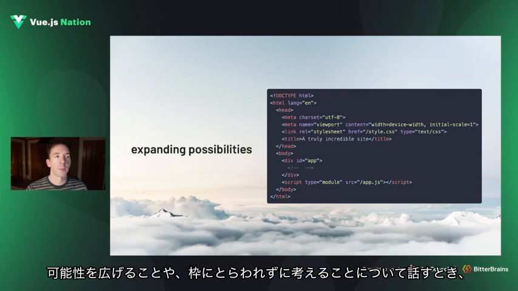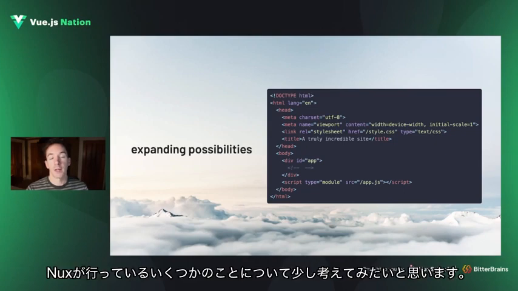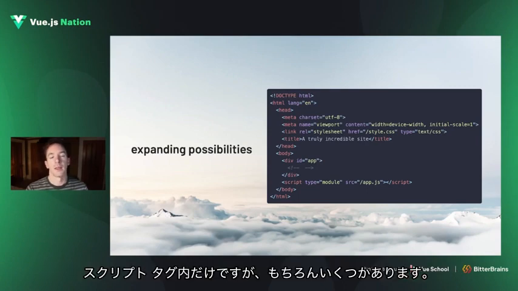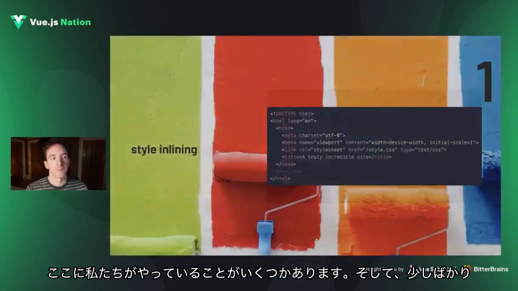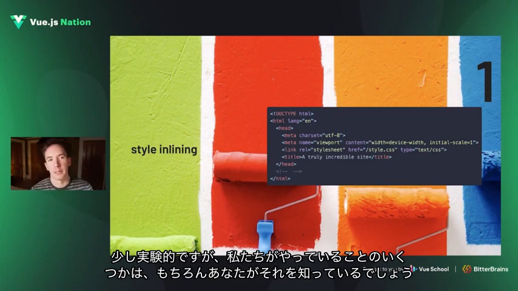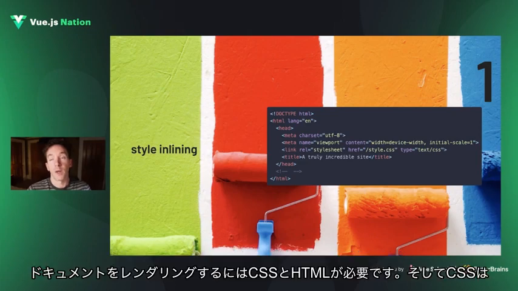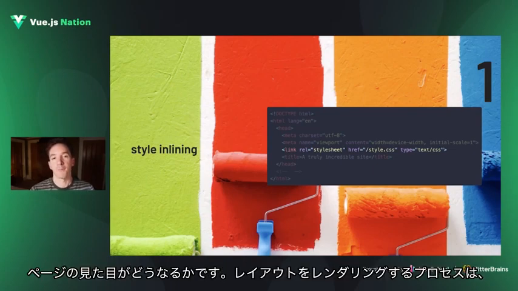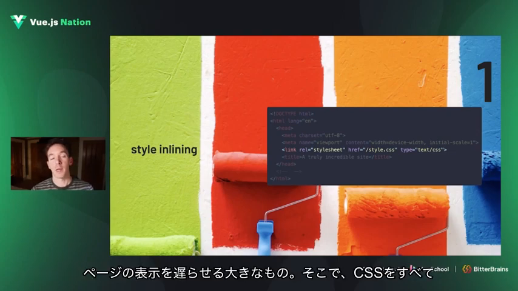And so when I'm talking about expanding our possibilities or looking a bit outside of the box, I want to think a little bit about some of the things that Nuxt does that are not just in the script tag, but some of them are, of course. So here are some things that we're doing. And I also have some things that are maybe a little bit more experimental. But some things that we're doing, you'll of course know that when you're rendering a document, you have CSS, you'll have HTML as well. And that CSS is going to control what the page looks like. And the process of rendering that layout is going to be one of the big things that's going to delay your page from displaying properly.